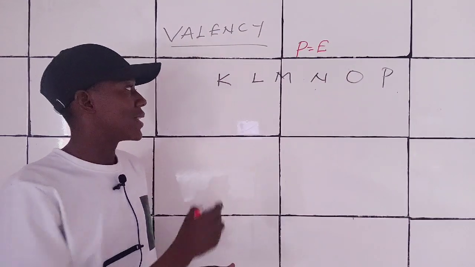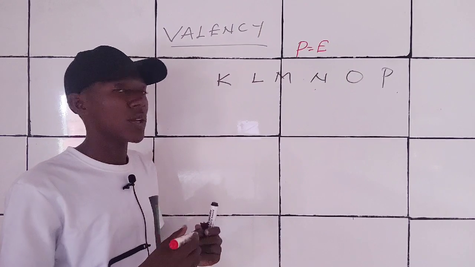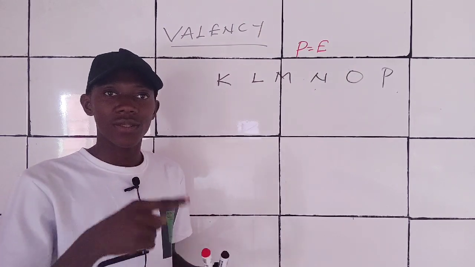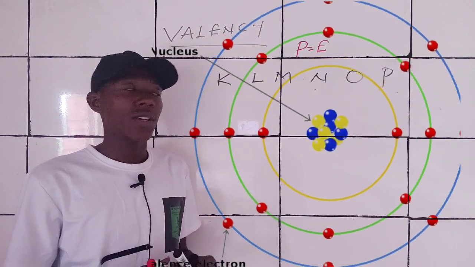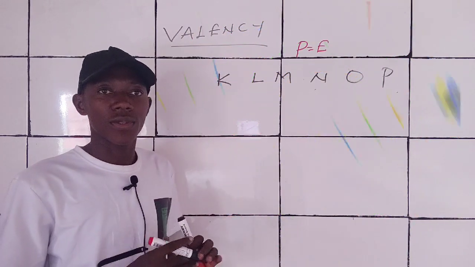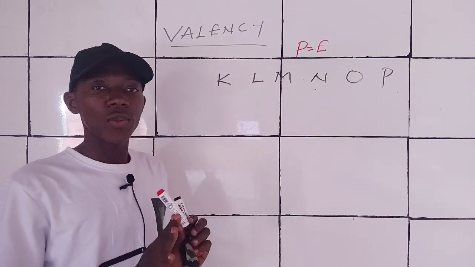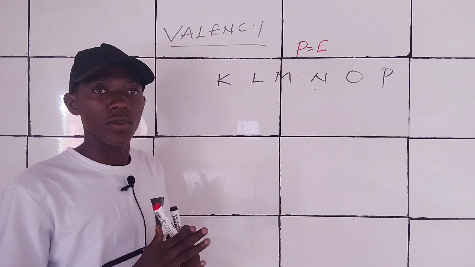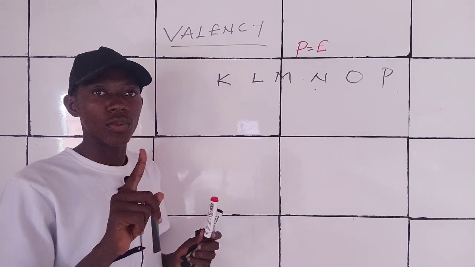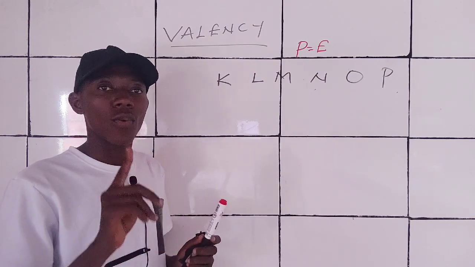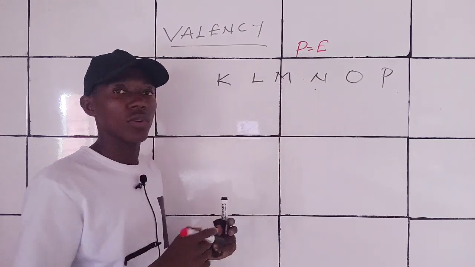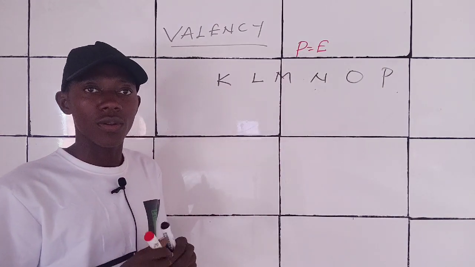Now, since we have understood that the K, L, M, N, O, P are representing the shells of the atom, we're going to start putting the electrons on them so that we understand. Hydrogen is number 1 in the periodic table. This is telling us that hydrogen has 1 proton, so automatically it has 1 electron, because we say the number of protons is always equal to the number of electrons.